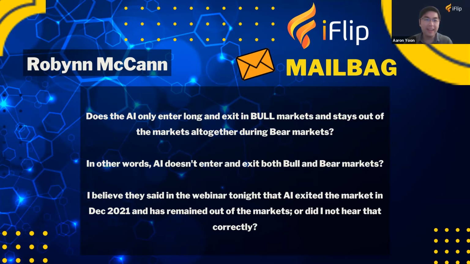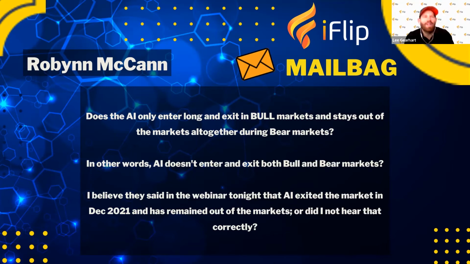So does the AI only enter long and exit in bull markets and stay out of the markets altogether during bear markets? And there are multiple parts to this. In other words, does the AI not enter and exit in both bull and bear markets? I believe they said in the webinar tonight that the AI exited the market in December 2021 and has remained out of the markets. Or did I not hear that correctly? So it's a multiple part question, Lee.